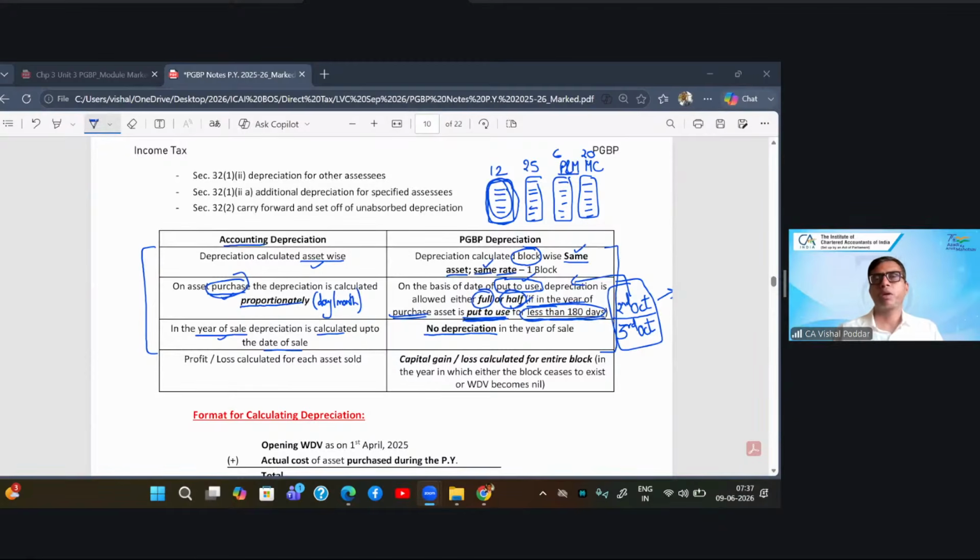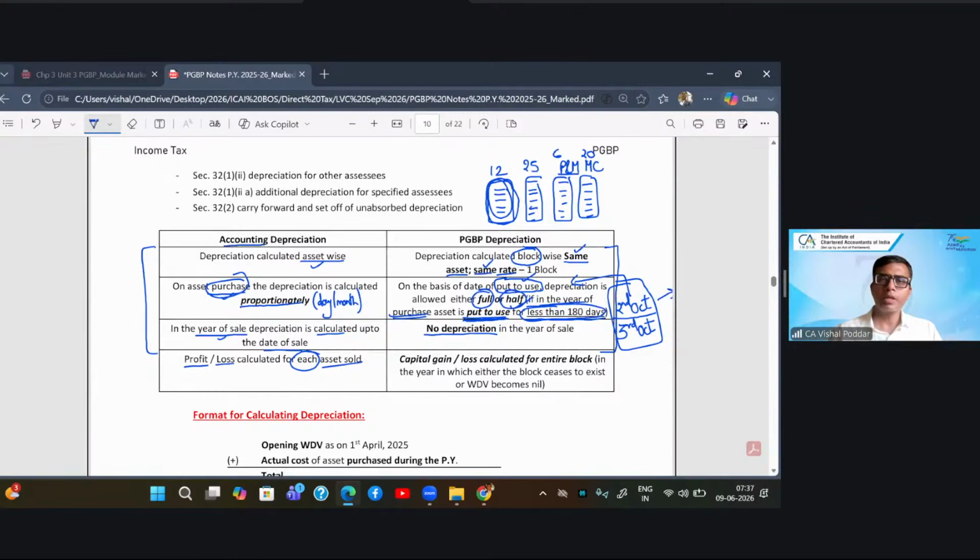Now coming to the last point of the difference. In accounts, whenever you sell an asset, you calculate the profit or loss of each asset sold. So today, if you have sold one building, you'll independently find out the profit or loss of that. Income tax says no.